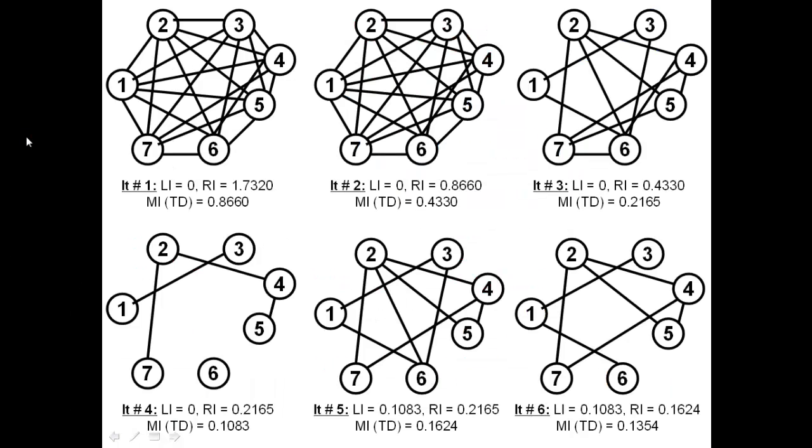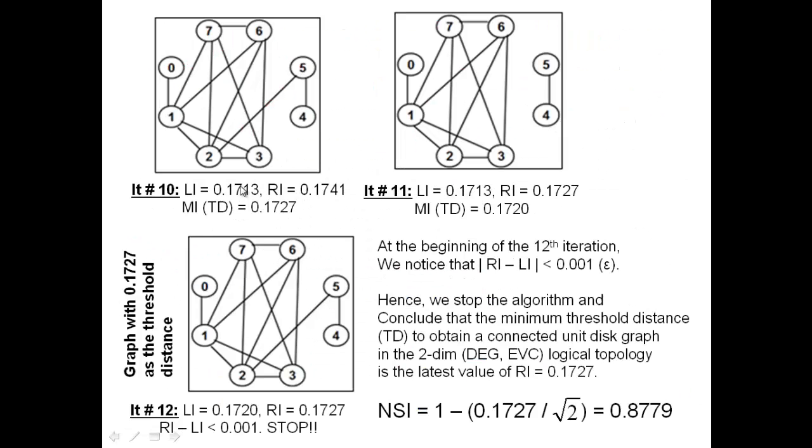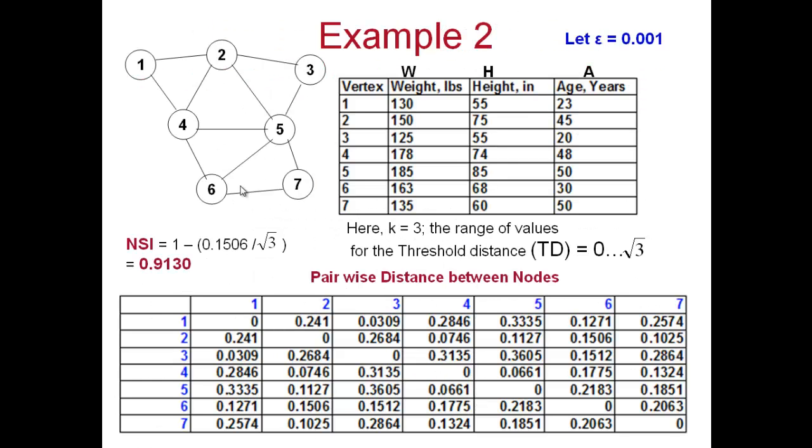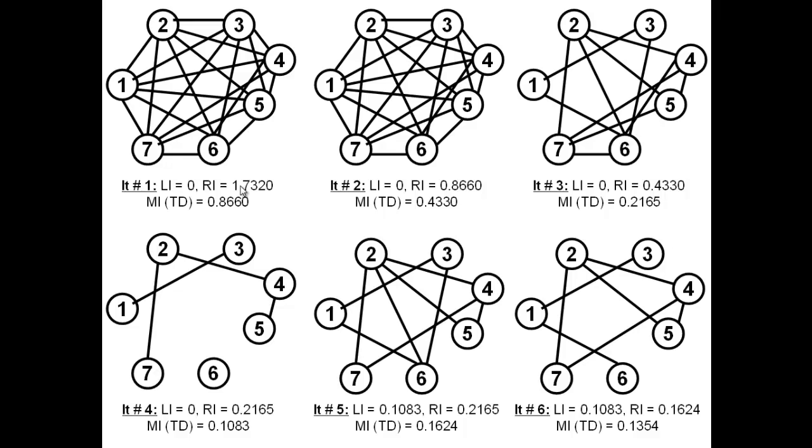So now what we are going to do is, k is 3, so square root of 3 is going to be 1.7320. So that's going to be the value of right index. Remember in the previous example we used square root of 2 because it's a two-dimensional coordinate system. So here we have to use square root of 3 as the maximum possible distance between any two nodes because it's a three-dimensional coordinate system. So left index is 0, right index is square root of 3, which is 1.7320.